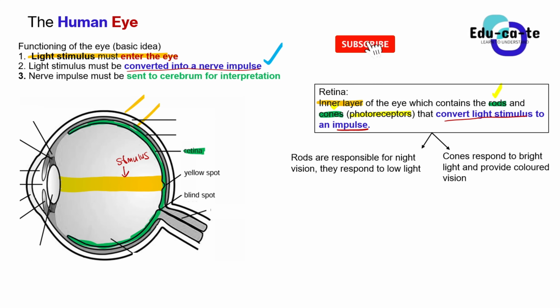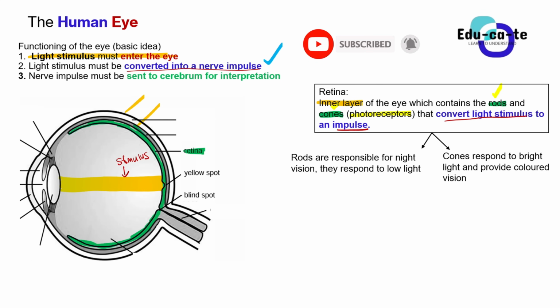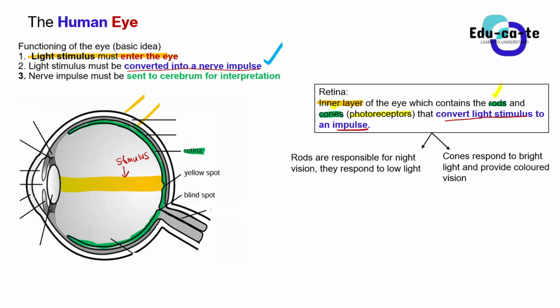But now you ask yourself, why do there have to be two? I'm mentioning rods and I'm mentioning cones, but they are doing the same function of converting light into an impulse. The rods and cones are different when it comes to the amount of light. Rods are responsible for night vision, so they work in a low light area. When it is dark, that is when the rods are in action. And when there is bright light, maybe during the day, the cones play a role. But they are doing the same thing.